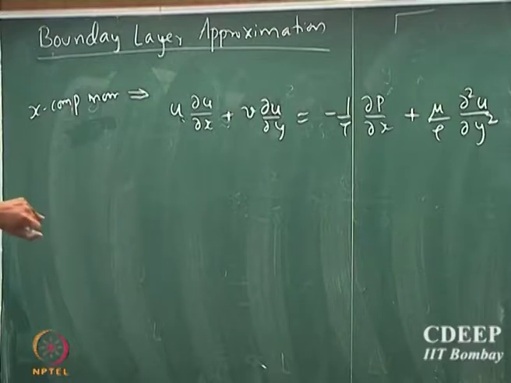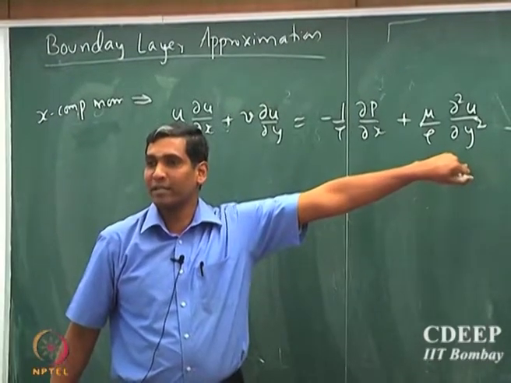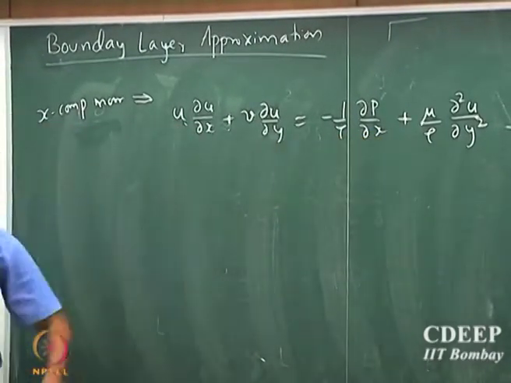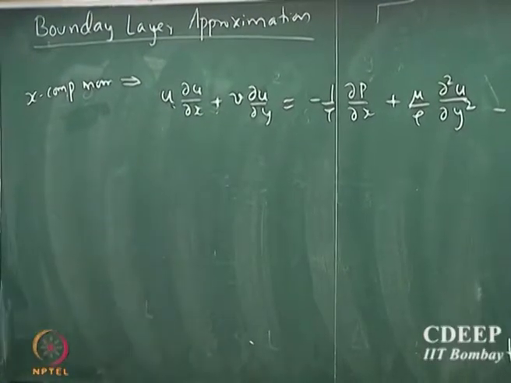The tough part is the y momentum balance. In the x momentum balance it is very easy to see why the second gradient should not be present. You simply introduce the scaling variables, and you will see that that order of magnitude is much smaller than all the other terms, so you ignore it.